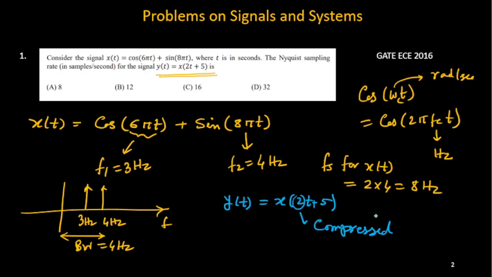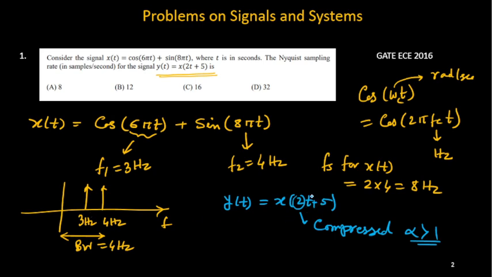Why? Because this alpha is more than 1. The constant that is multiplied with t, that factor is more than 1. That's why in the time domain it is compressed, so in the frequency domain it is expansion. In the time domain it is compressed by factor 2, so in the frequency domain it is expanded by factor 2. So its frequency will become double.